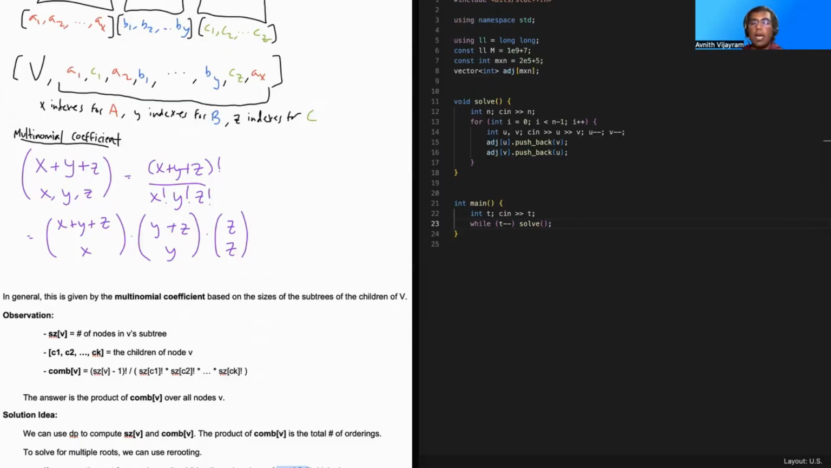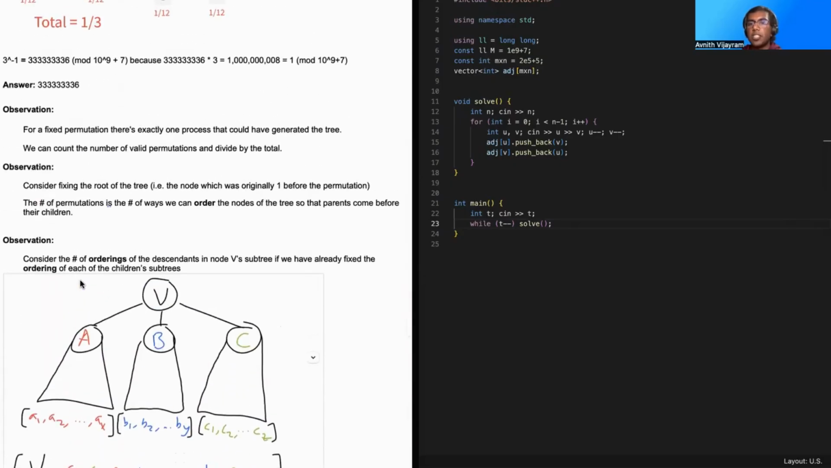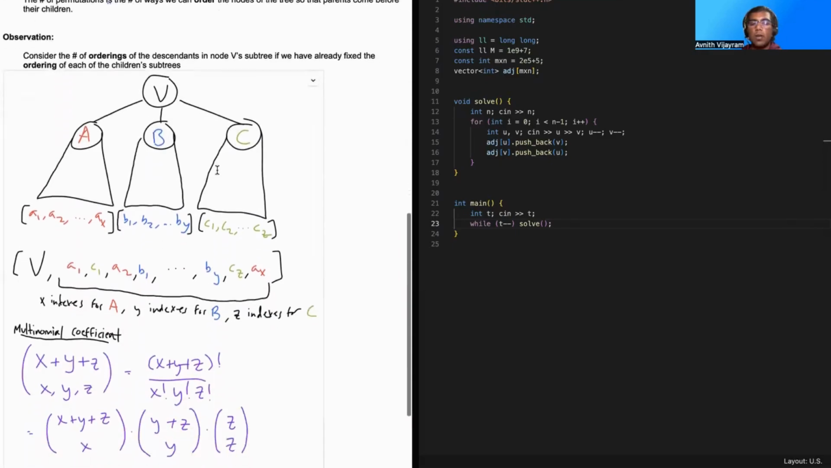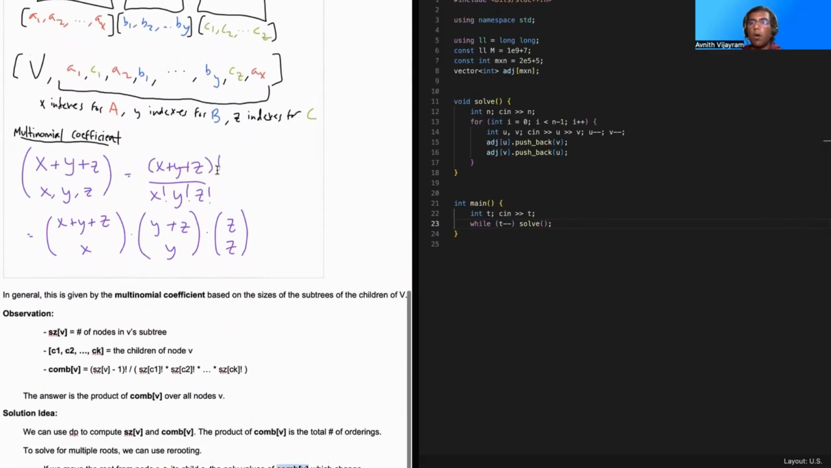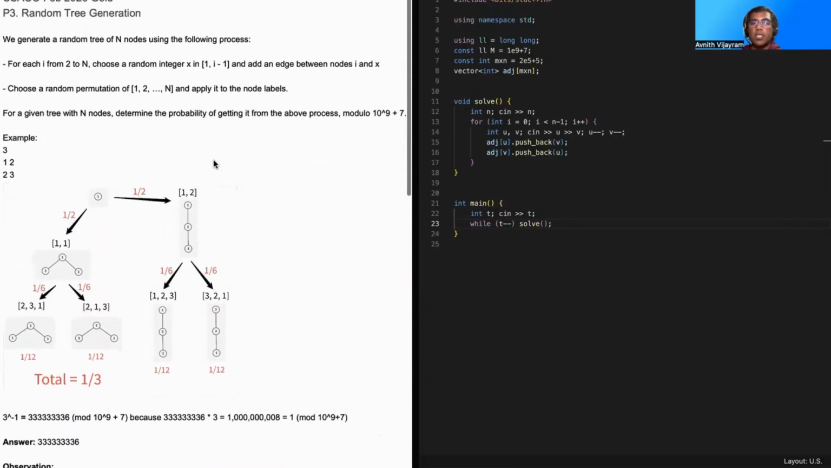nodes. And then after we find the answer for all the nodes, we can just take the average, because in the permutation, it's equally likely that each of these nodes were mapped from the node one. And once we take the average, that will give us the probability that this tree was generated by the process in the input.